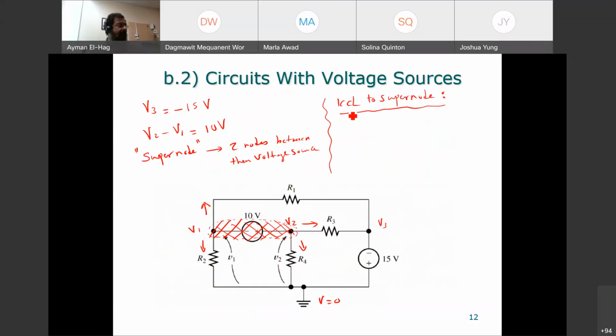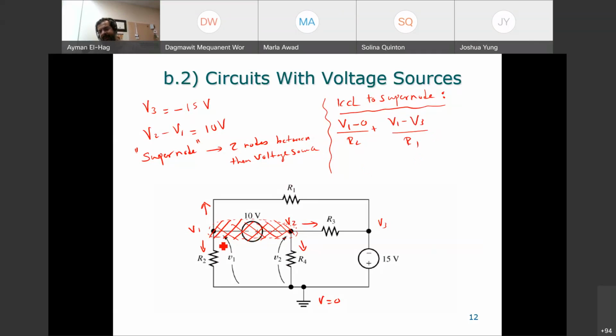And let's see how we'll do that. We'll follow exactly the same principle. There is no difference. Okay, so we will say that this current is leaving to the bottom, so it is V1 minus 0 divided by R2, plus this current leaving to the top, V1 minus V3, I will keep it as V3 for the time being, divided by R1.